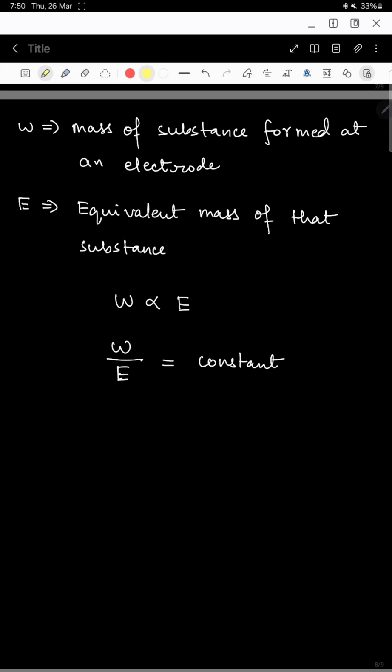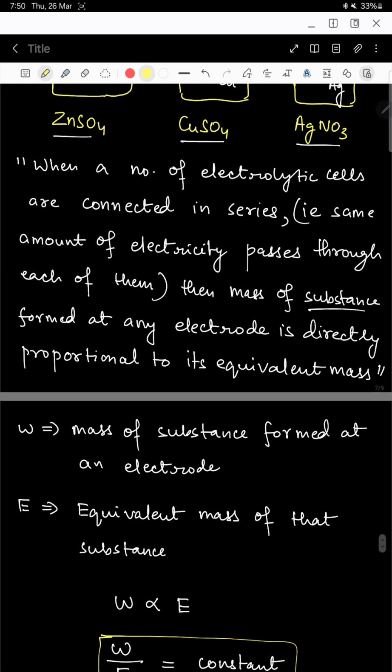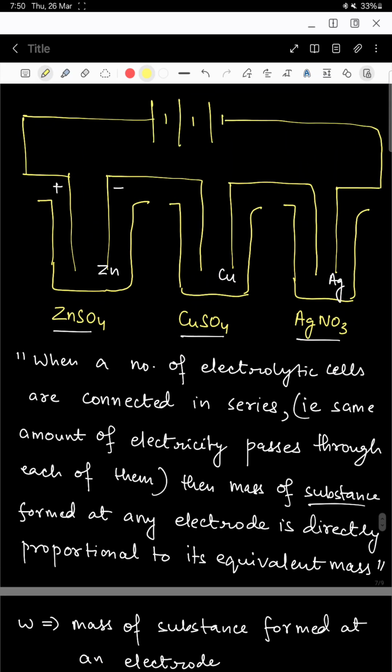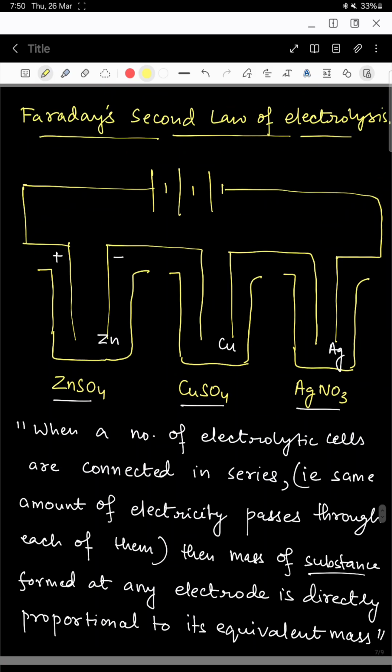W should be directly proportional to E, or we can say W by E is a constant. Okay, so this is Faraday's second law. Check the statement, and this is the arrangement that we have to do: a few cells connected in series, each of them having some substance formed at different electrodes.